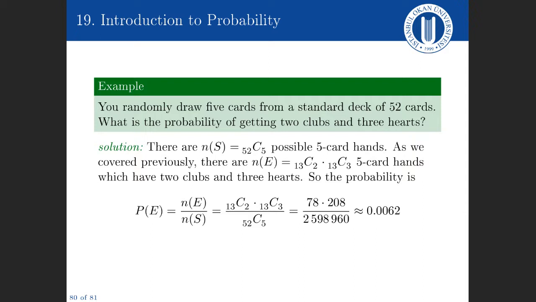Back to playing cards, for the final example of today's lesson. You randomly draw 5 cards from a standard deck of 52 cards. What is the probability of getting 2 clubs and 3 hearts?